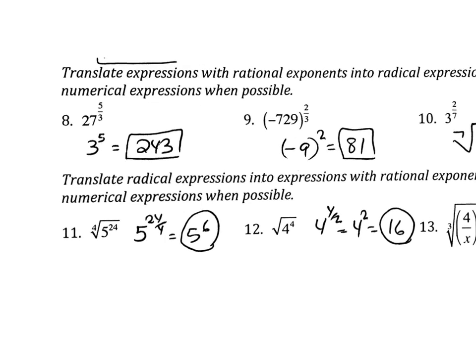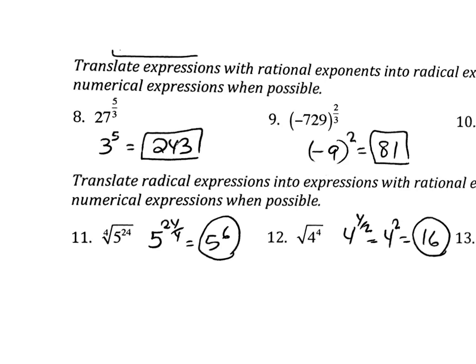Still more fraction exponents. You've got to work these out a little bit. Remember, bottom is a root. Do that first. The cube root of 27 is 3. Don't forget the 5. 3 to the 5th. Punch it in. 243. Negative 729. Bottom is the root. Take the cube root of the negative 729. You get negative 9. Don't forget the 2. If you square negative 9, it becomes positive 81.